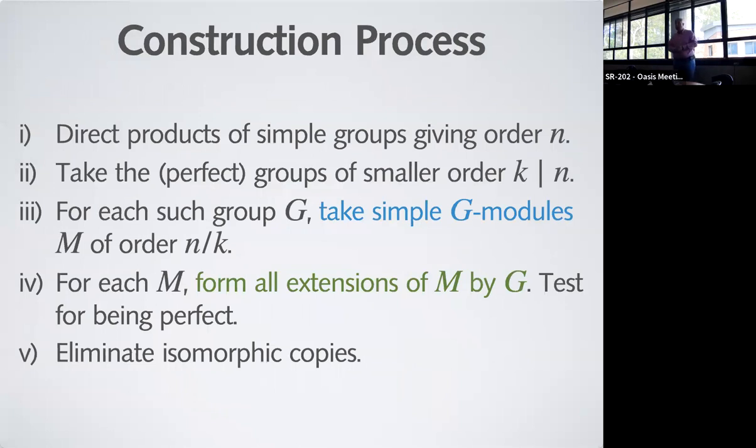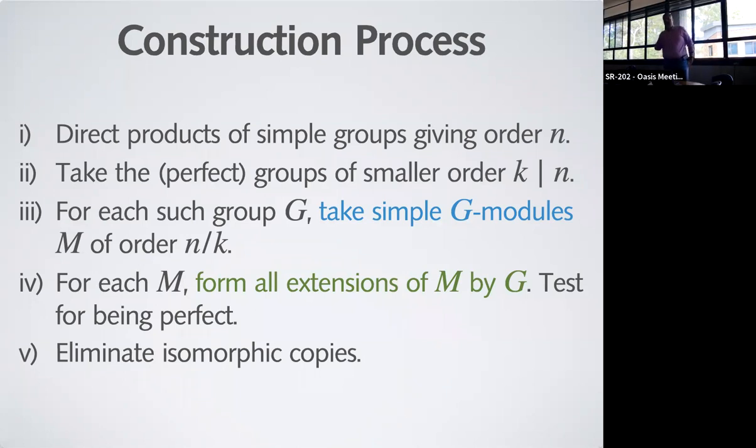So how does the construction process work? I start by forming direct products of simple groups so that I get order n, that is taking a list, just combining them. Then I'm taking all possible divisors k of n, and I take the list of perfect groups of order k, if there are any. If not, then k can be discarded. For each such perfect group of smaller order, I take the simple modules of order n divided by k. Why is it sufficient to look at simple modules? Because every module can be built from simple modules. So if I have an extension with something non-simple underneath, I would construct it from a larger factor group with a simple module on the bottom.